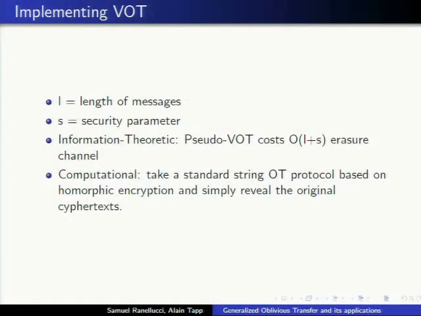So VOT is not a very commonly used primitive, so there are two ways you can implement this. In the information theoretic setting, you can use erasure channels to more or less implement it as it is, and we can use that to implement generalized oblivious transfer later. In the computational setting, if we look at how OT is implemented, usually the sender first commits to two messages, and then the receiver creates a ciphertext which allows him, if decrypted, to learn one of the two messages, and then the sender decrypts that ciphertext, allowing the receiver to learn one of those two messages. If we look at that OT paradigm in the computational setting, it would seem very evident to make it verifiable oblivious transfer by simply revealing the value of the original ciphertext. Of course, proving its security is another thing.